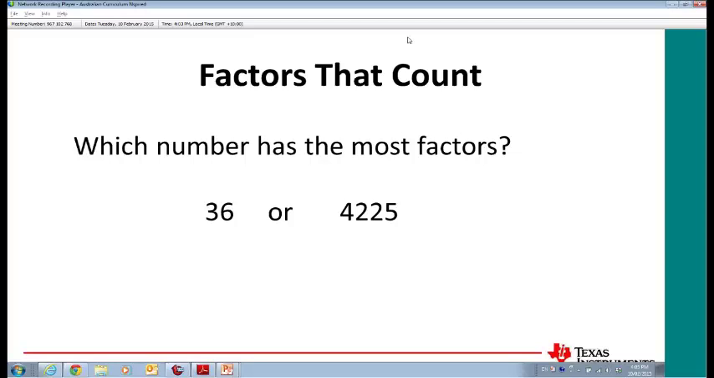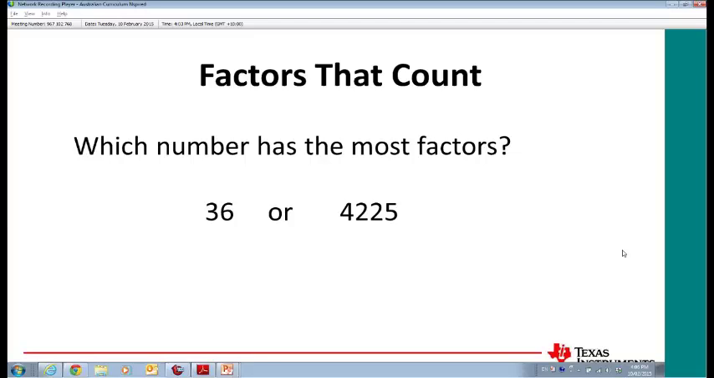Well, my students would probably get it right because they're obviously very well taught, but probably the most obvious answer would be that the bigger number would have the most factors. They would think that that's always the case, that as you get larger, you'll probably find there are more factors.